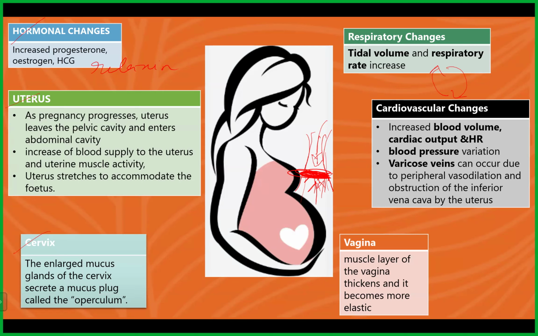About hormonal changes, there are four hormones: progesterone, estrogen, HCG, and relaxin. I'll give you a gist of it. Talking about relaxin first, its job is to cause relaxation of the pelvic ligaments and soften the cervix. If the cervix softens, labor will take place. Labor will initiate with relaxation of your cervix.